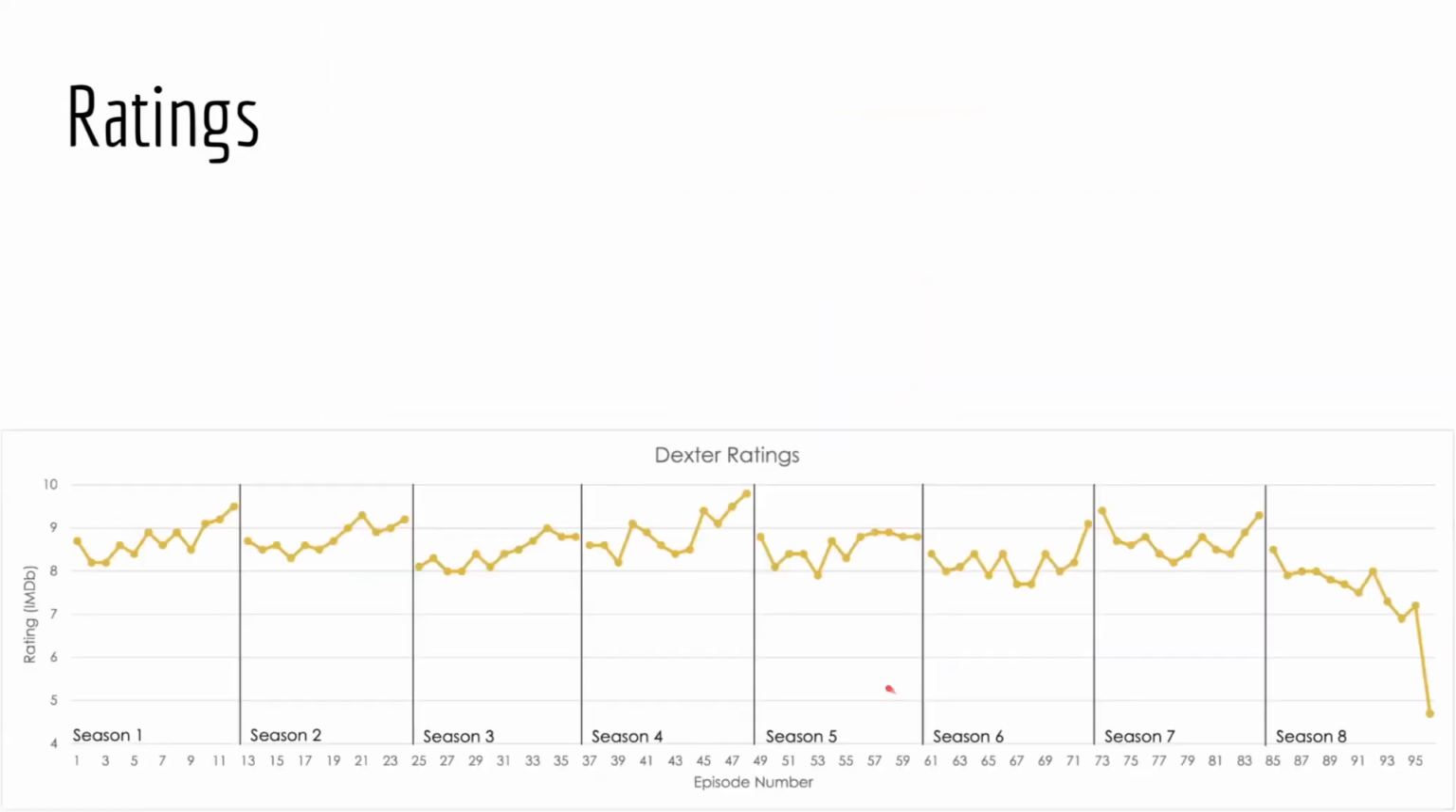This is just the same data, but by season. You can see a lot of them have upward trends leading towards the finale. Season 5 kind of levels out at the end. Season 6 and 7 are a little choppy, and then season 8 just goes down.